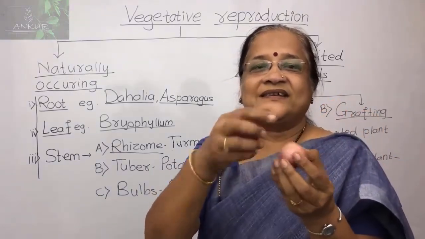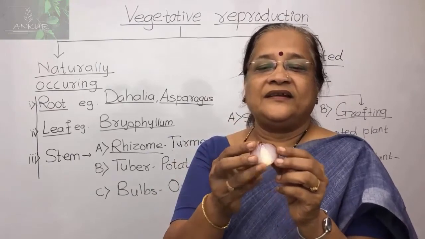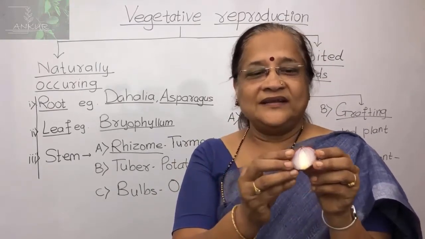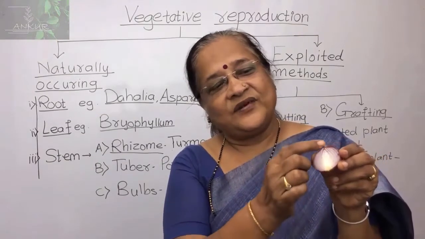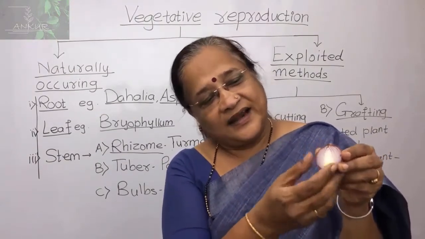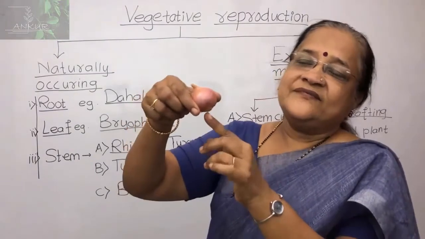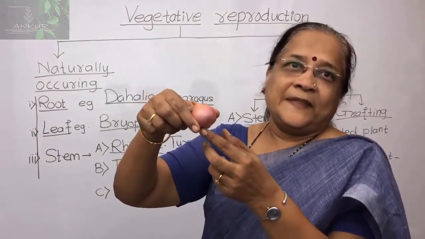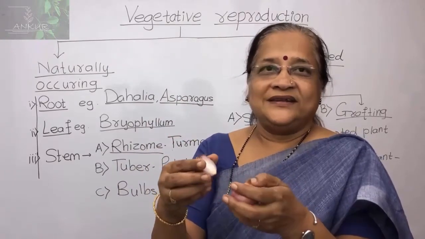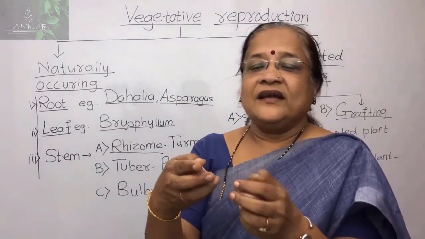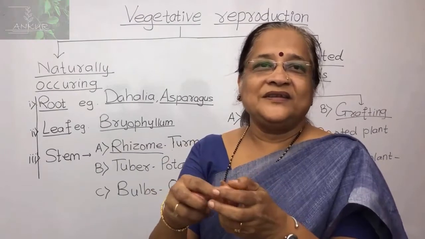You are getting some covers, and if we take the LS of this onion, a very reduced stem is there, and from that cataphylls are coming, and the roots are arising from the lower part of this stem. And when we put the onion in the soil, we get the rooting, and from this you get the new plants.